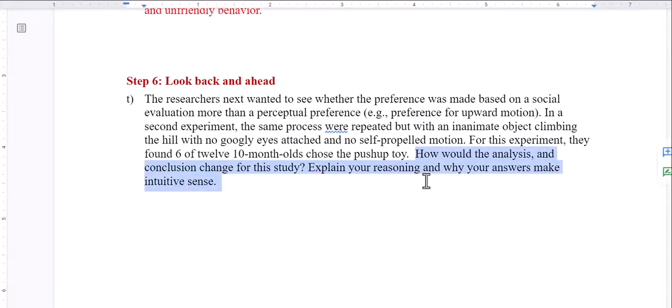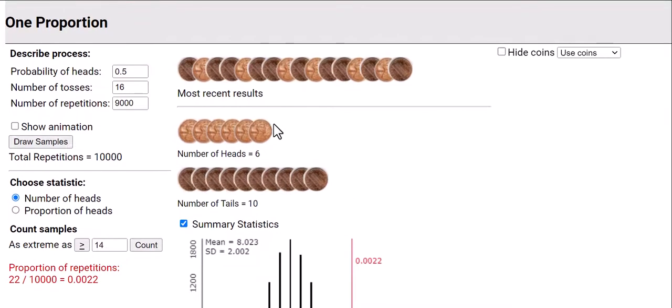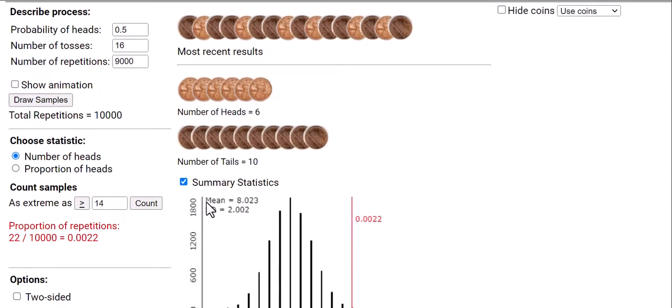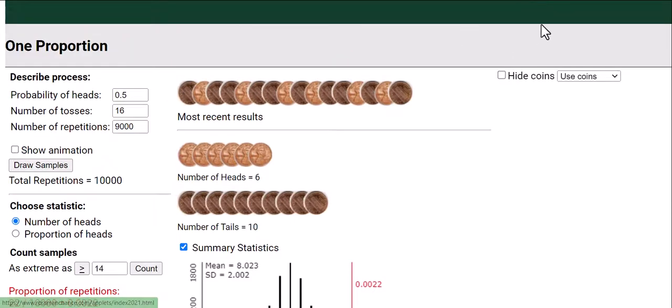So on your own, how would the analysis and conclusion change for this study? Explain your reasoning and why your answers make intuitive sense in reading this part, and include it with your note submission at the end of the week. Email me if you have any questions, and I highly encourage you to bookmark the applet, the one proportion applet, as we'll be using it more often. It also saves you from having to find those things by hand, the mean of the probability distribution and the standard deviation. All right, email me if you have any questions.